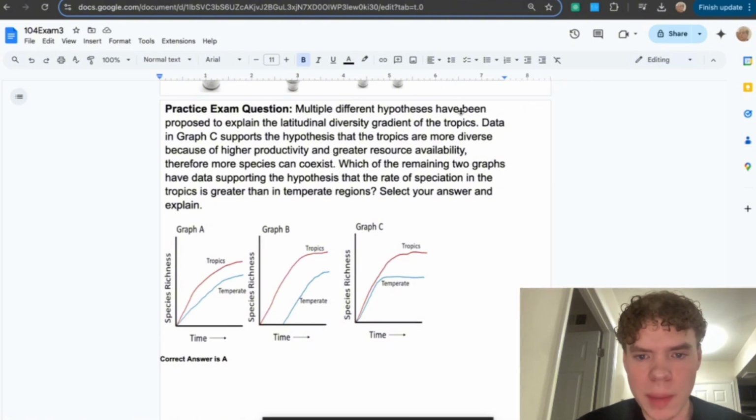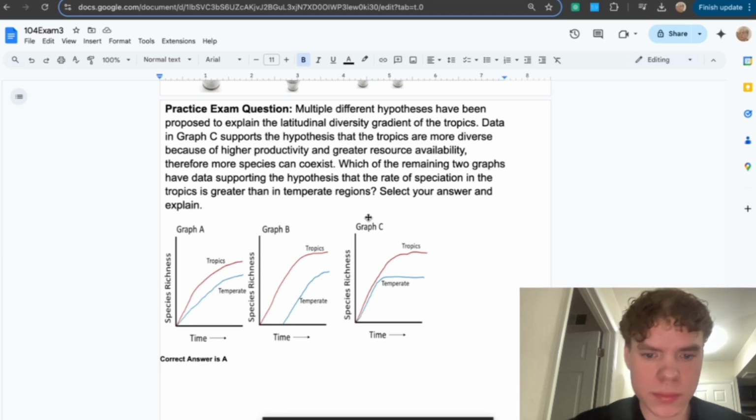All right, multiple different hypotheses have been proposed to explain the lateral diversity gradient of the tropics. Data in Graph C supports the hypothesis that the tropics are more diverse because of higher productivity and greater resource availability, therefore more species can coexist. Which of the remaining two graphs have data supporting the hypothesis that the rate of speciation in the tropics is greater than in temperate regions? Select your answer. Well, graph B is just showing that they start at different times, so that doesn't necessarily prove that the rate of speciation in the tropics is greater.